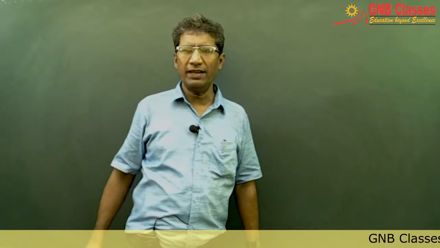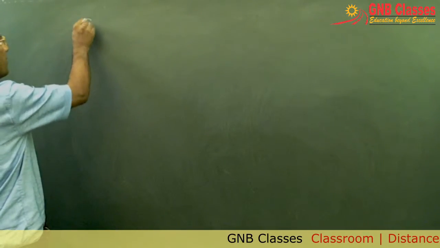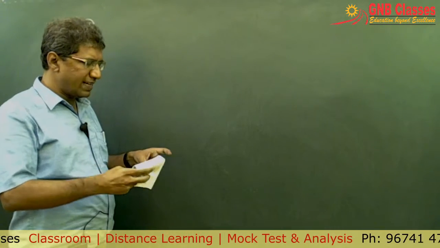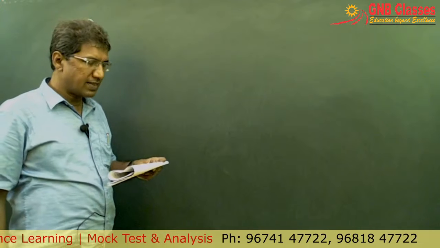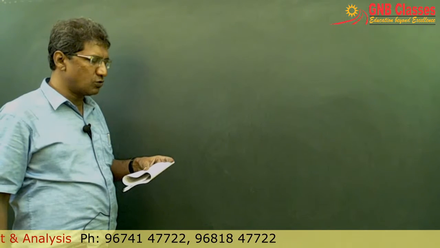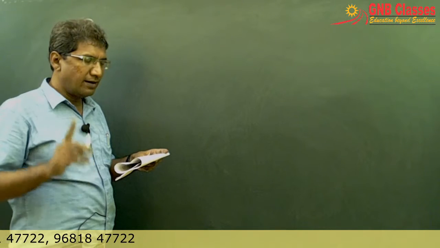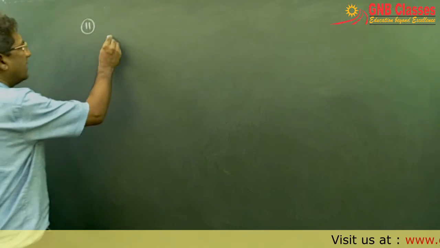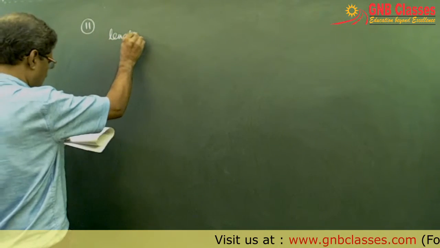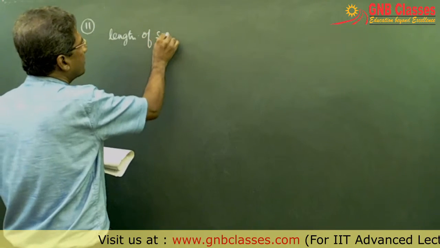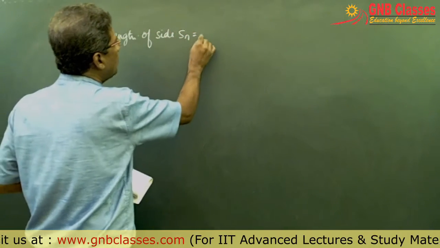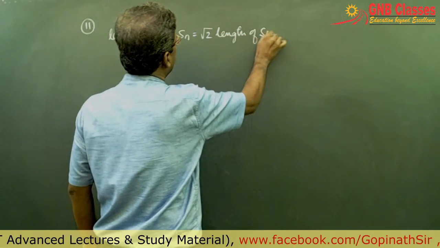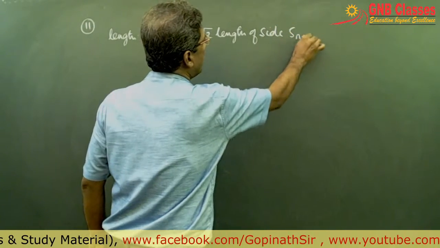In question number 11, they have given us that if S1, S2, ..., Sn be squares such that for each n greater than or equal to 1, the length of the side of Sn equals the length of the diagonal of Sn plus 1. Therefore, the length of side Sn will be equal to root 2 times the length of side Sn plus 1. Is it clear?